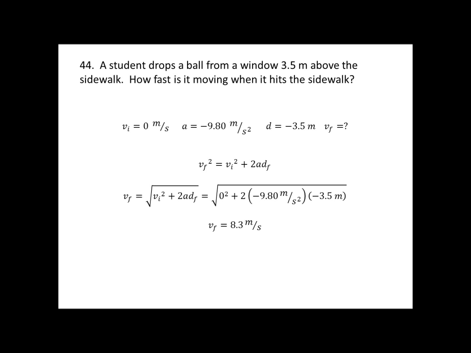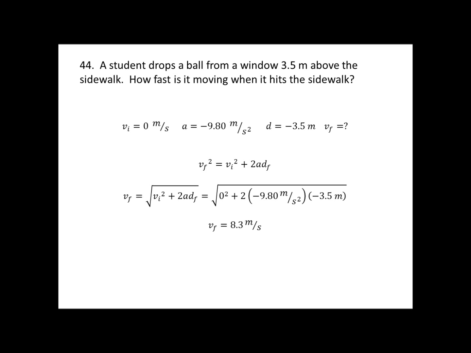Well, by letting my D final be negative 3.5 meters, that means that my D initial is at the window, and the sidewalk is below the window, so I use a negative 3.5. Now, what if you don't use that negative? We'll talk about that in a second. What's conspicuously missing from the information is that time variable.